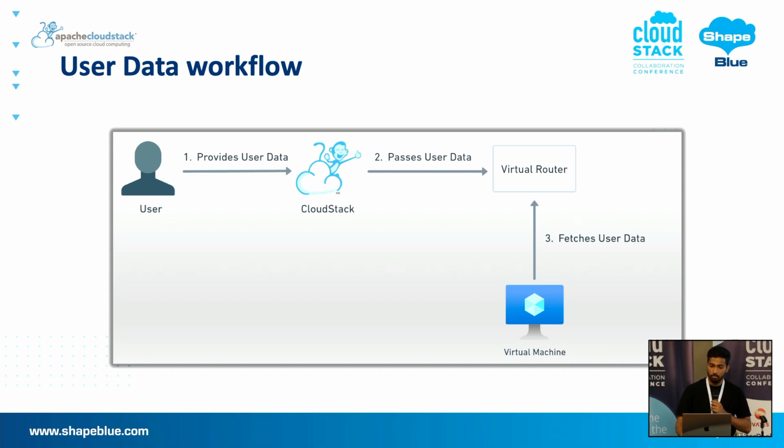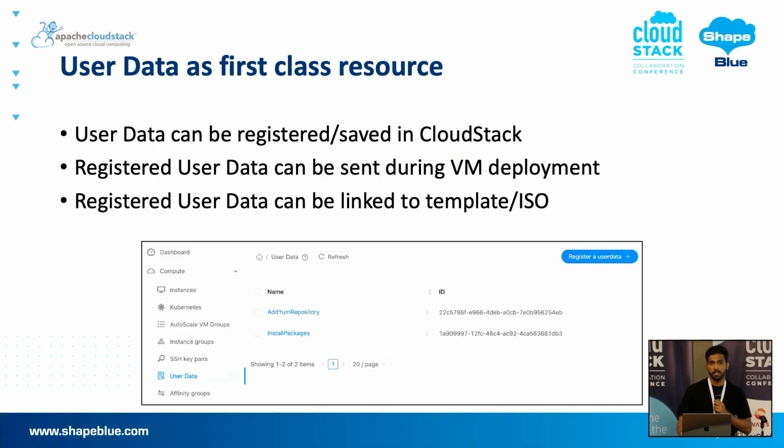And what we have done on top of it is to make the user data a first-class resource. Previously, it had to be simple user data text that we passed in the deploy VM wizard. Now, since we have made it a first-class entity in CloudStack, we can register as many user data as we want, and we can use those entities while deploying the instance. That's one part. The other part is we can register the user data and link it to a template. So whoever uses that template gets that user data. This is the improvement that we have made.